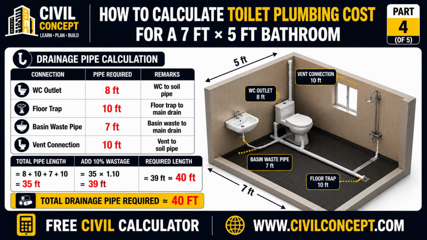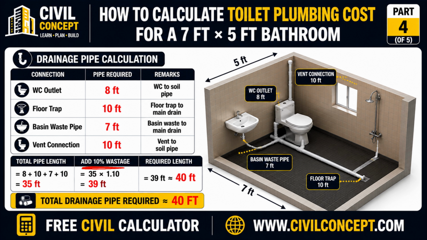Drainage pipe calculation. Next, let's calculate the drainage pipe requirement. The WC outlet requires approximately 8 feet of drainage pipe. The floor trap connection requires 10 feet. The wash basin waste pipe requires 7 feet. And the vent connection requires approximately 10 feet. Now, let's calculate the total drainage pipe length. Total length equals 8 plus 10 plus 7 plus 10 equals 35 feet.